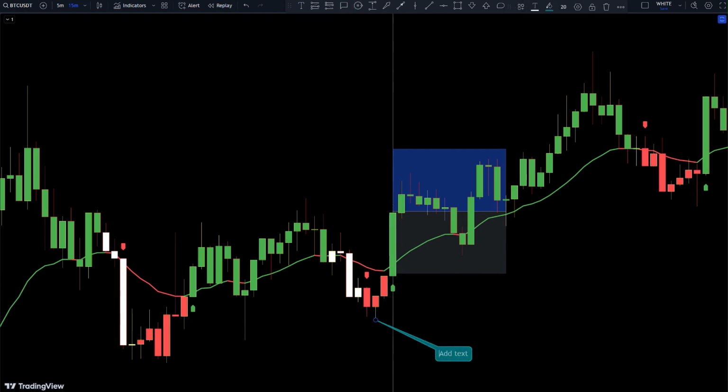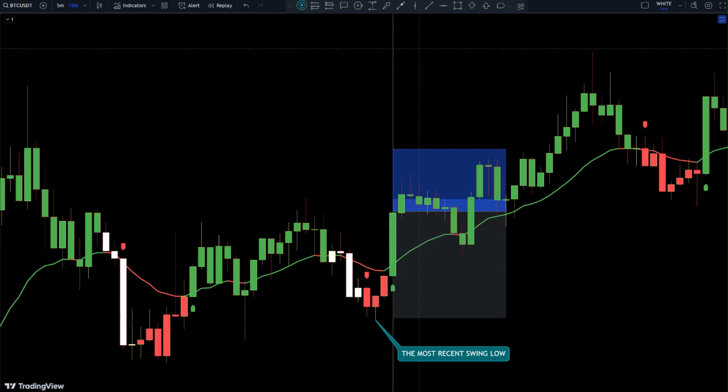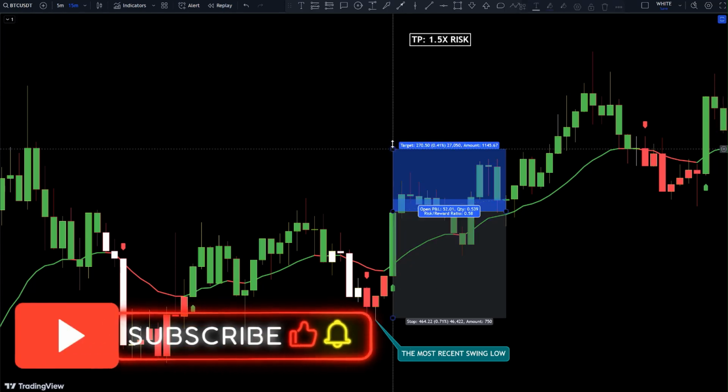To manage risk, set a stop loss at the most recent swing low and aim for a risk to reward ratio of 1 to 1.5 for the target. This strategy ensures we have a well-defined exit strategy protecting our capital while providing a favorable potential return.